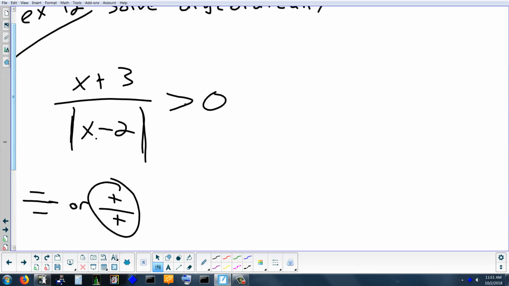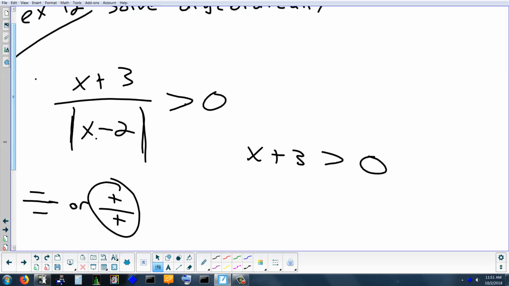Why can't it be negative over negative? Because absolute value will always be positive. Absolute value is always going to be positive. So for this problem, it has to be a positive over a positive. Well, the bottom is already positive all the time. So the only thing we have to check is make sure the top is positive. Because if the top comes out positive, the whole thing is automatically positive. So that's all you have to check.